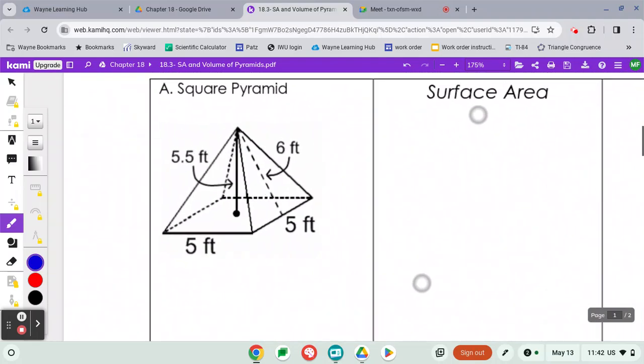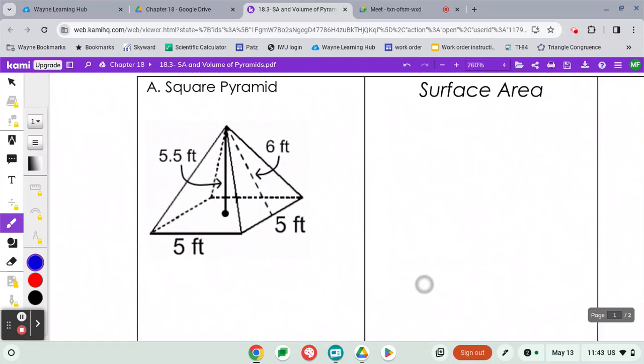All right, so let's look at this and start off. It's a square pyramid. Here the base is right there, right? So can someone help identify a few parts of this? What is the height of this pyramid? 5.5. Okay, this right here is the height. Do we know what that 6 is?